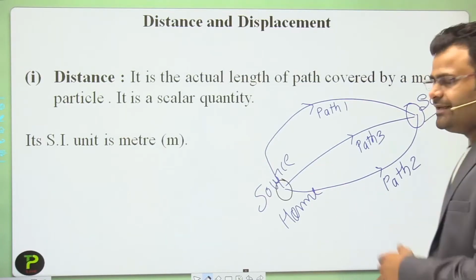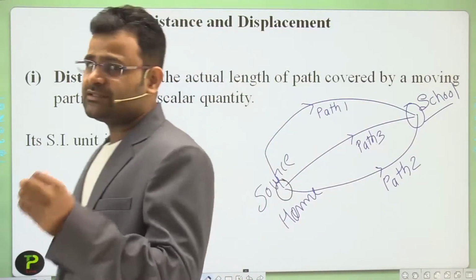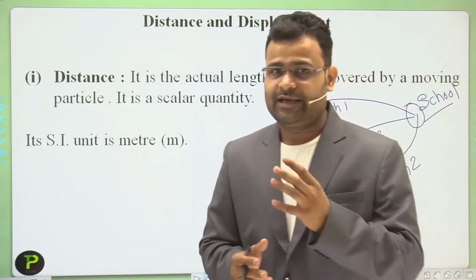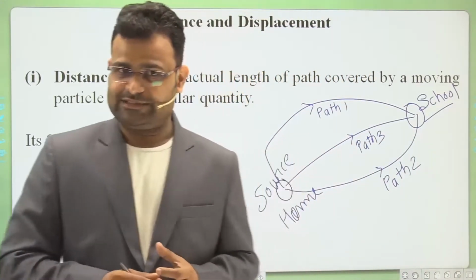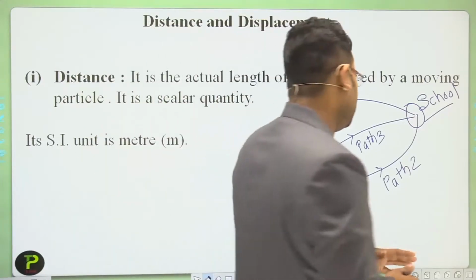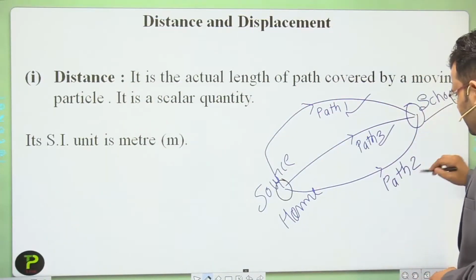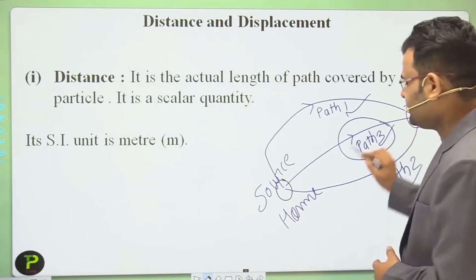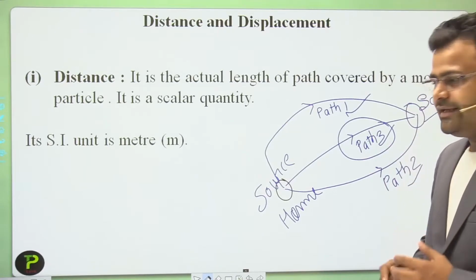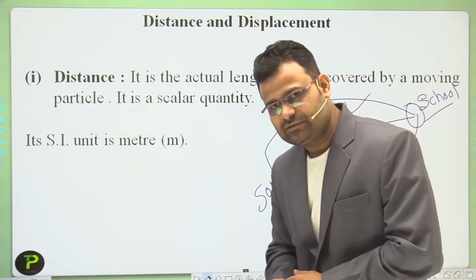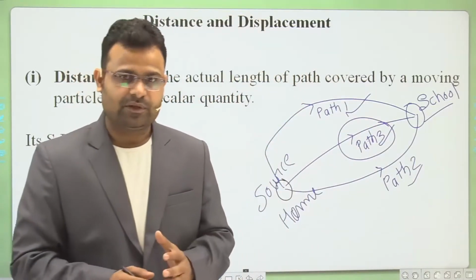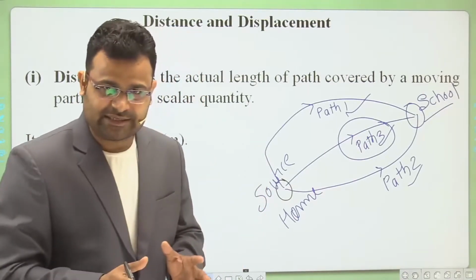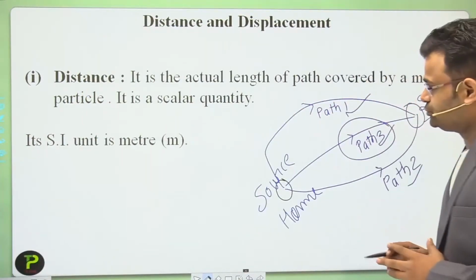We go daily from home to school, but sometimes we use different paths to measure which path has the shortest distance. Then we measure different paths: path 1, path 3, path 2. Then we always use path 3. Why? Because path 3 has less distance. But dear students, the word distance shows the path length. What is the distance? Path 1 also has a distance, path 2 also has a distance, path 3 also has a distance.